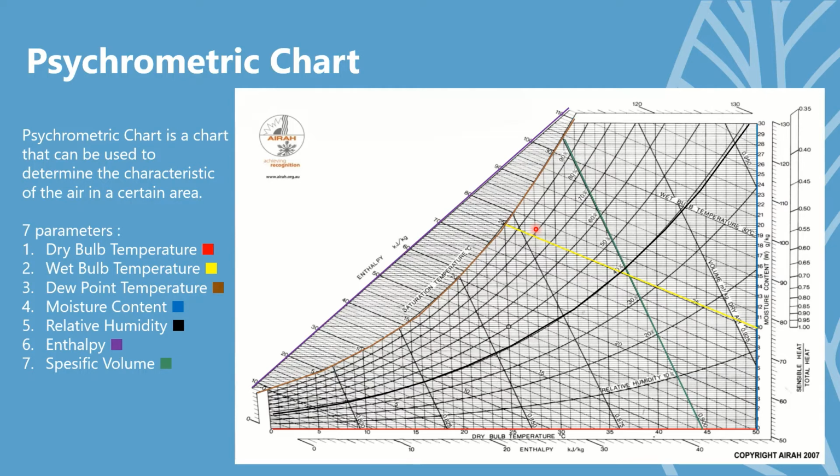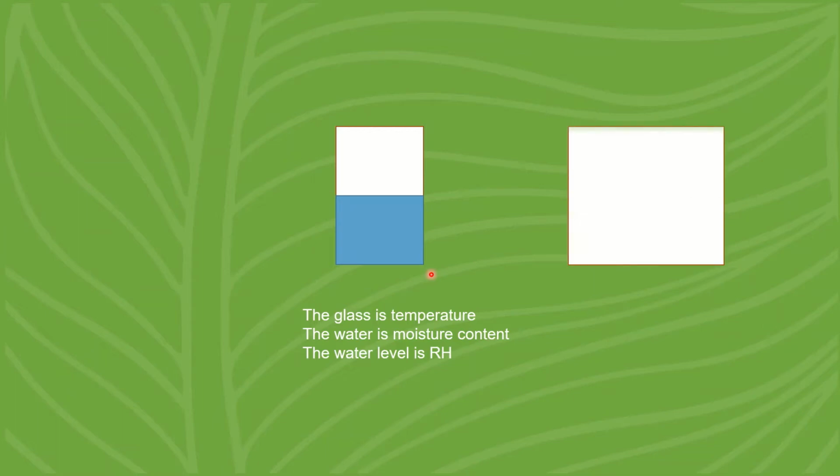To make it easier to understand, now a half full glass of water, and pay attention. If we assume that the glass is the temperature, the water is the moisture content, and the water level is relative humidity. So if we have a bigger glass, then I poured the water from the previous glass to the bigger glass. What is the water level now?